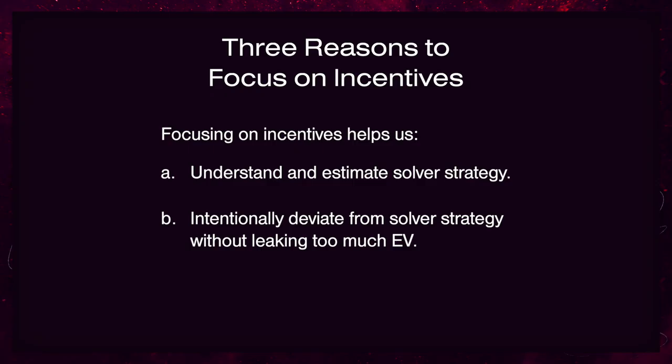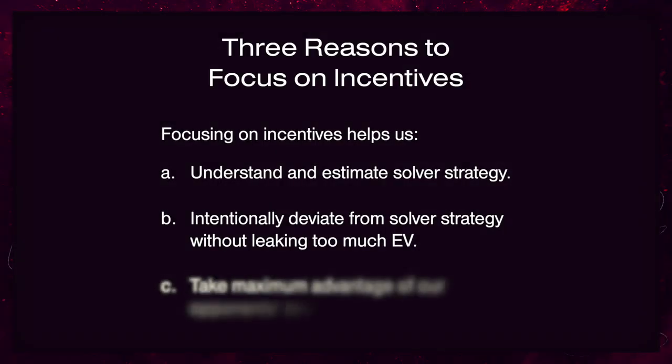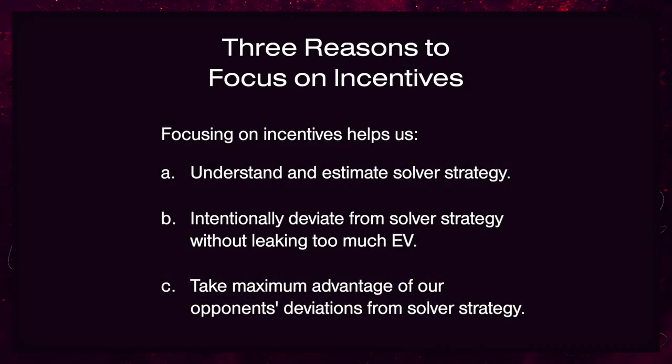The second way we'll do it is to intentionally deviate from solver strategy without leaking too much EV. So there'll be times where the solver strategy is too complex and we want to simplify it. It's really important at those points to ask ourselves, what is the exploit to this simplification and how much would it cost us? And the final way is to take maximum advantage of our opponent deviating from optimal strategy. So this is the form of incentives or exploiting opponents that you're used to, and that is talked about all the time in poker. Essentially, our opponent's making a mistake. What can we do to capitalize on it to the best of our advantage?